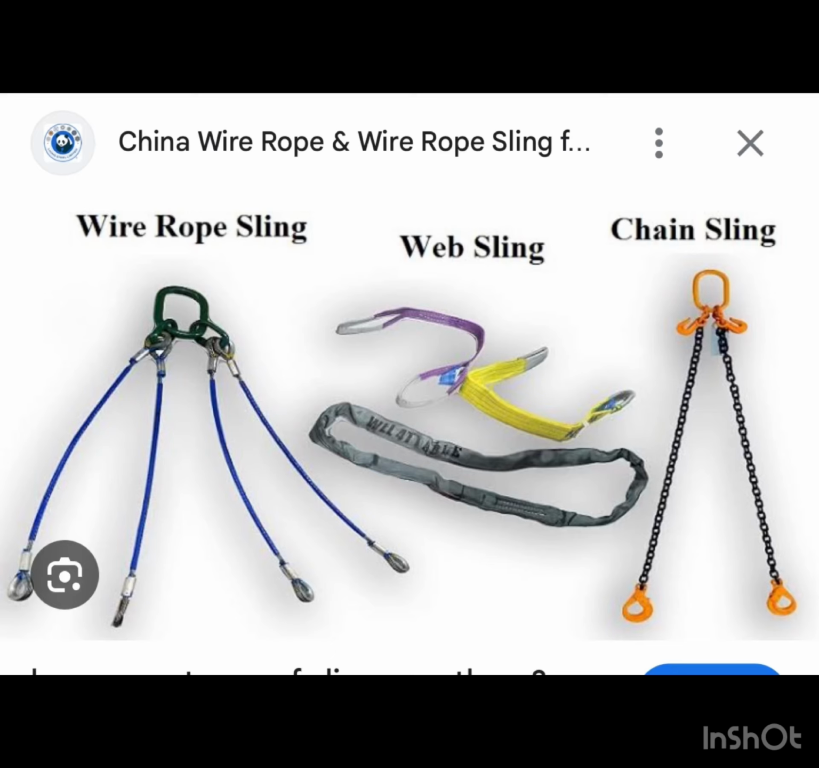What are the common types of slings? There are two categories of slings, which are synthetic and steel-based. There are two main types of synthetic slings, which are web and round slings. Web slings can be of nylon or polyester. Steel-based slings have three types, which are chain sling, wire rope sling, and mesh sling.